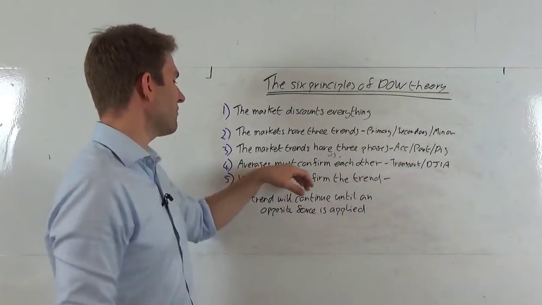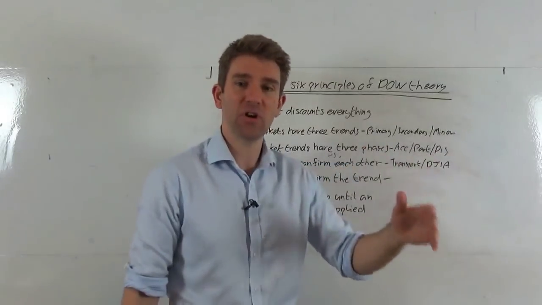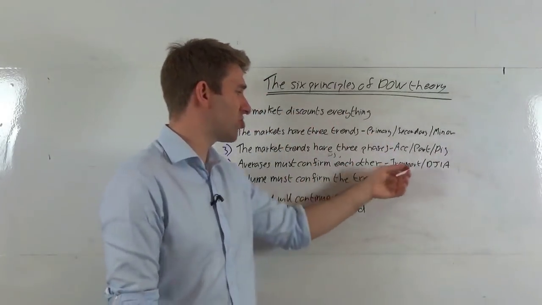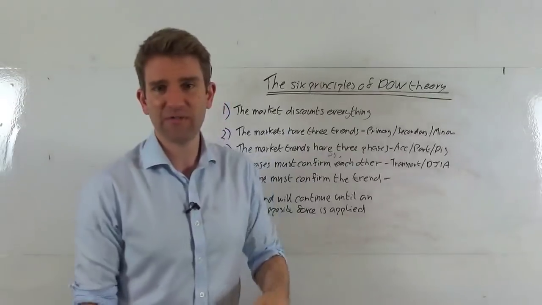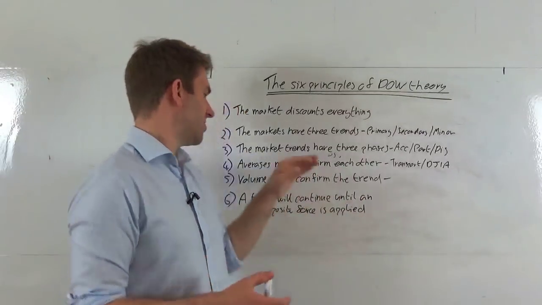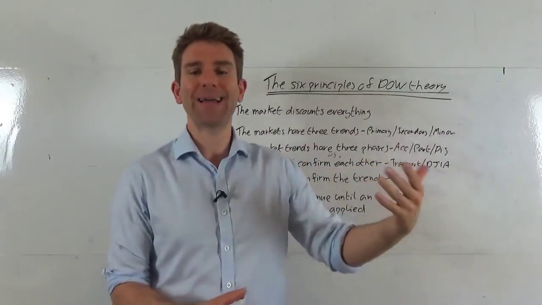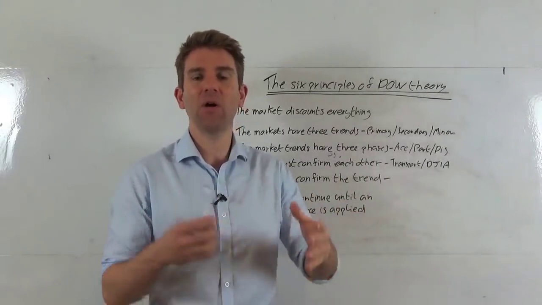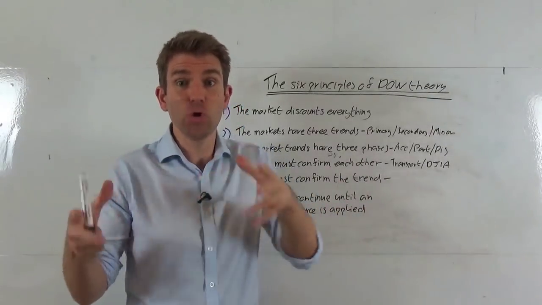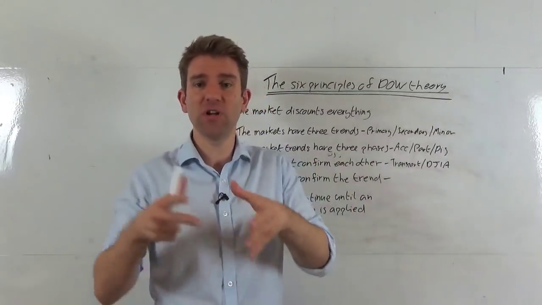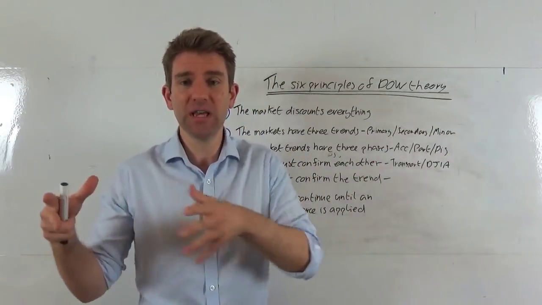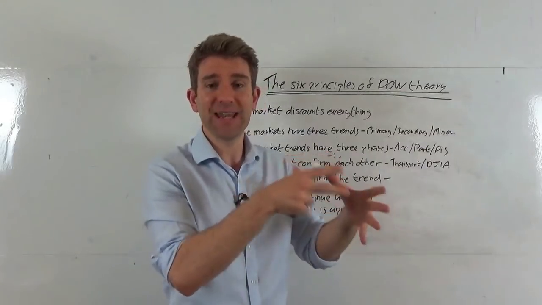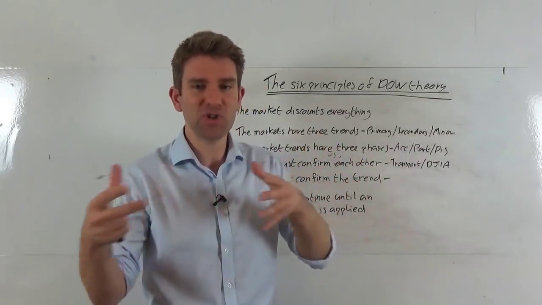So number four, averages must confirm each other. This is not moving averages, guys. This is the Dow Jones averages. So you've got the transport index, Dow Jones industrial average, whatever else he's looking at. Now, this is obviously related to back then when economies were run on railroads and what have you. Now, obviously we still need goods transported across the country, and roads in the US is one of the major ways of doing it.